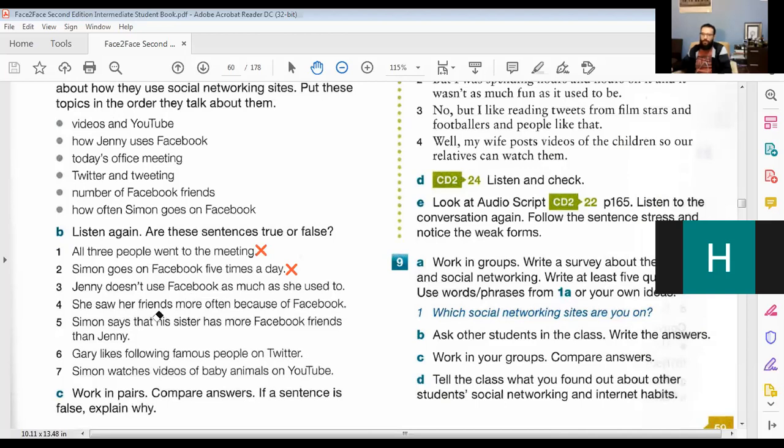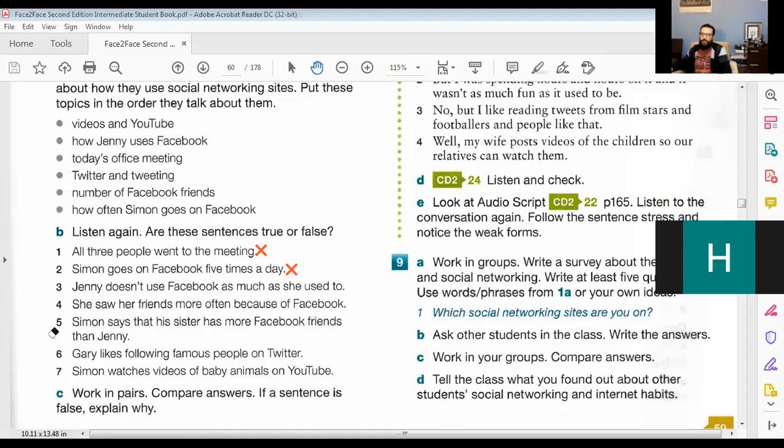She saw her friends more often because of Facebook. True or false? Yeah, I think she saw her friends more than Facebook. Because we're talking about the effect of Facebook. Does she see her friends more because of Facebook or less? She likes her friends to meet face to face. Yes. Better than Facebook. So let's leave it. We're not sure of number 4.